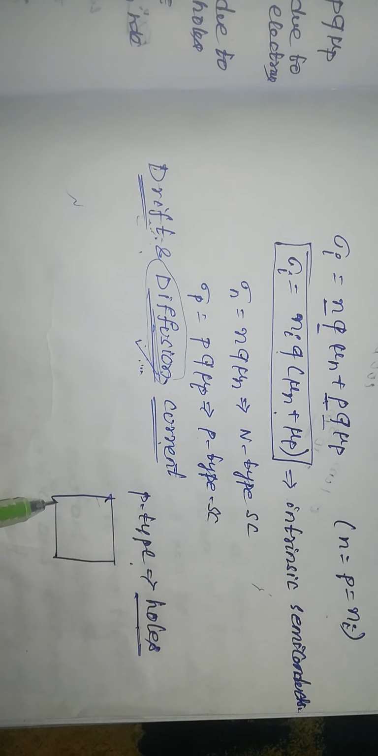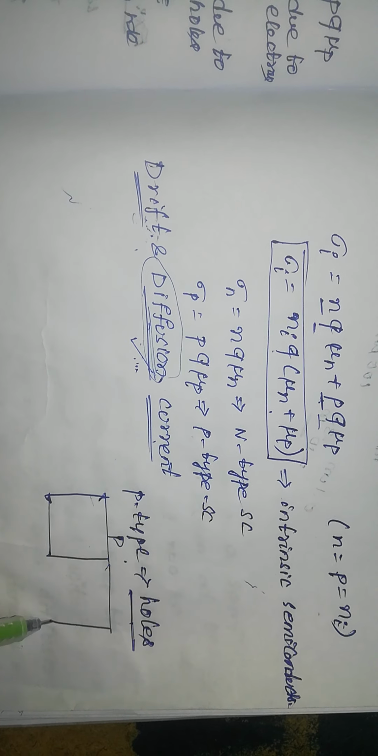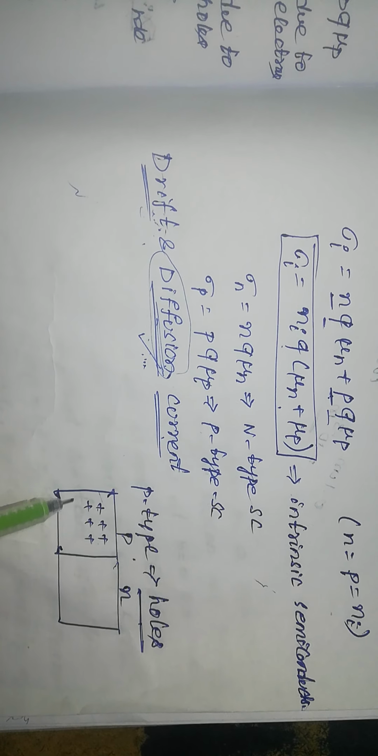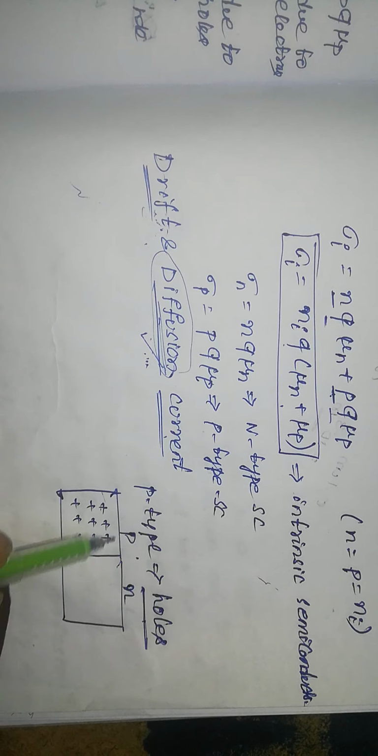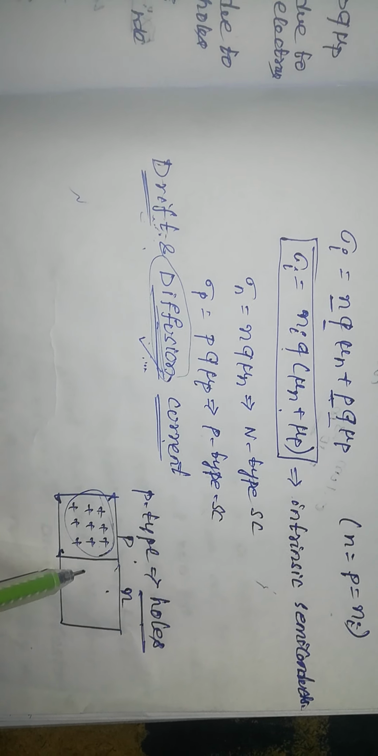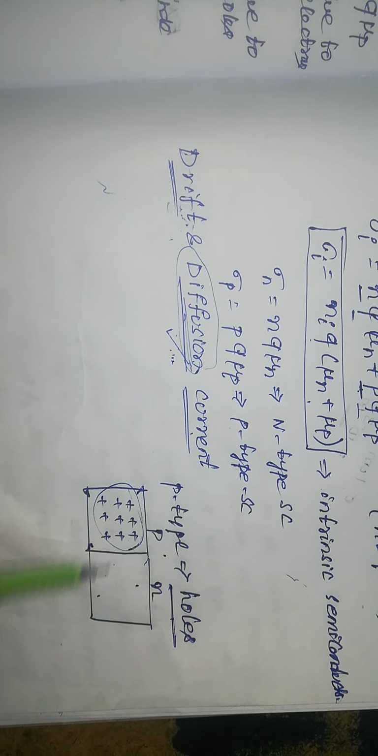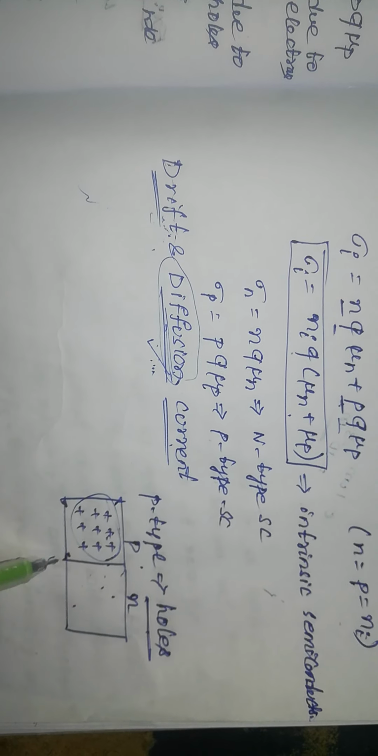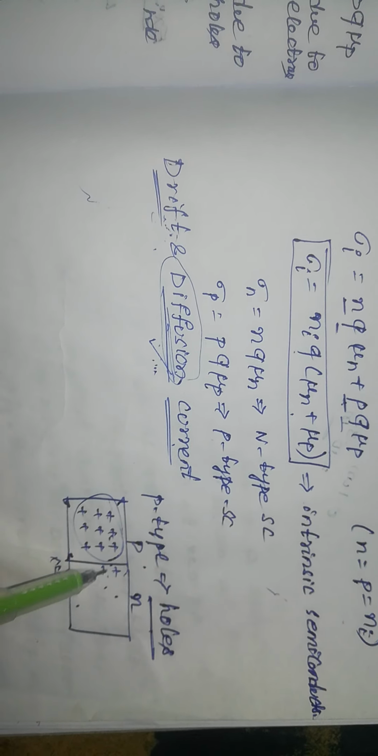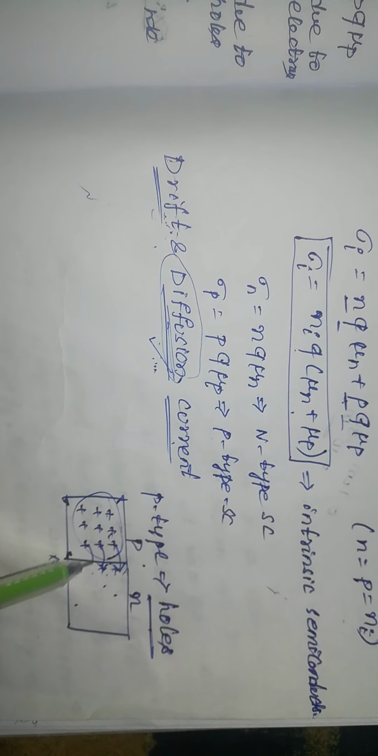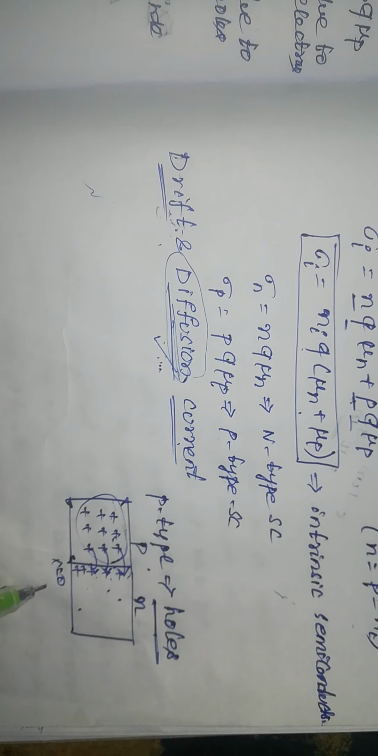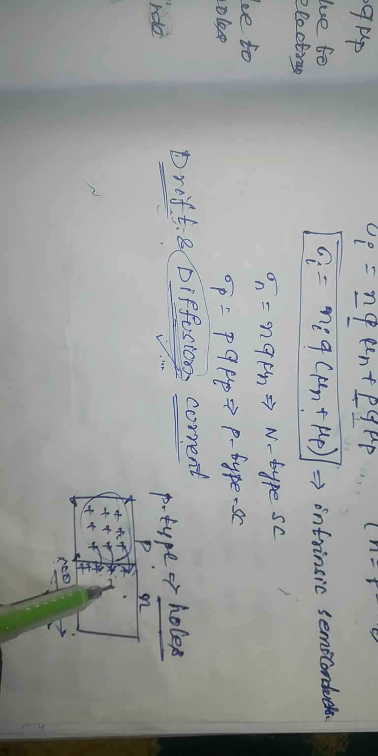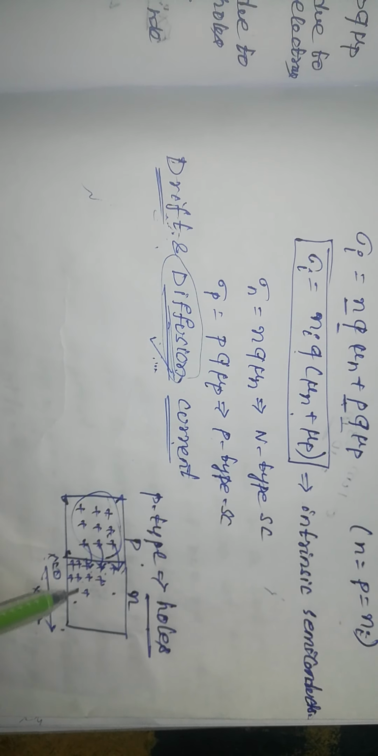So I have a p-type semiconductor, and similarly I have an n-type semiconductor. The majority carriers are holes in the p-type semiconductor. As the n-type semiconductor has fewer holes, the holes will try to move towards the n side. So at the junction x equal to 0, more holes will try to move towards the n side. As the distance x increases towards the n side, the number of holes decreases.